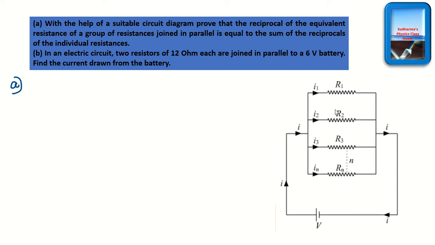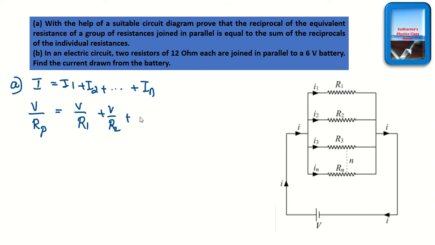And we know that when the resistors are connected in parallel, the potential difference across all the resistors will be the same, and the current will be splitting, right? So when we have a lot of resistors connected in parallel, the total current I will be equal to I1 plus I2 plus etc. plus In. There are n number of resistors. And from Ohm's law, we have I is equal to V divided by R. Since this R is representing the parallel combination of resistors, I'm going to put it as Rp. So this is equal to V divided by R1 plus V divided by R2 plus etc. plus V divided by Rn.